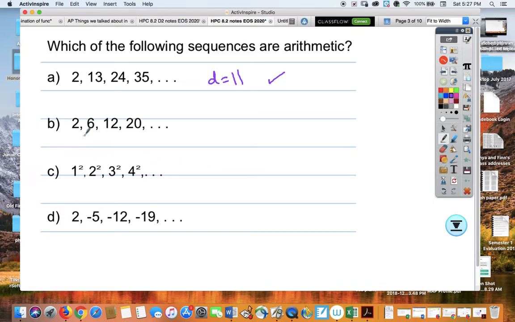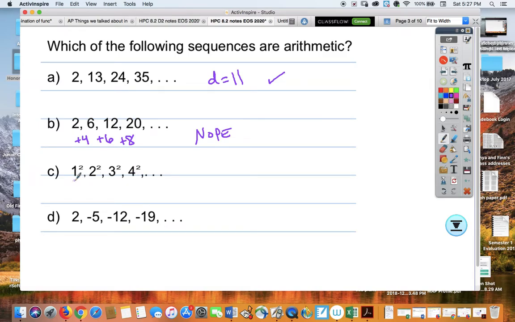How about B? Looks like here we're adding 4, but here we're adding a 6 to get to 12. 12, we would have to add an 8 to get to 20. Nope, this is not arithmetic because we're not adding the same thing each time.